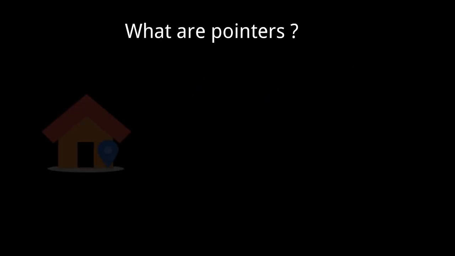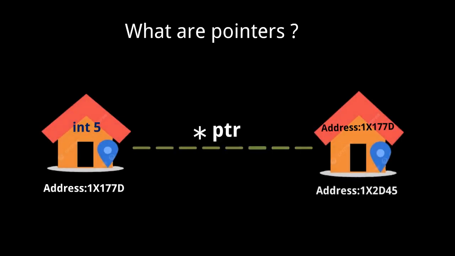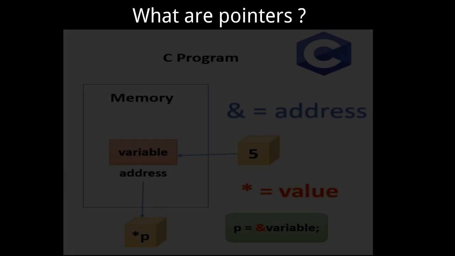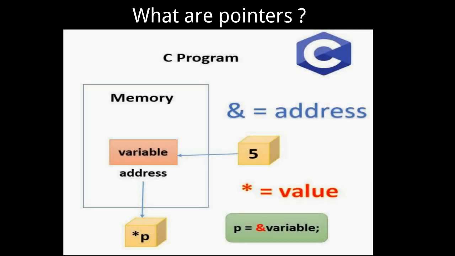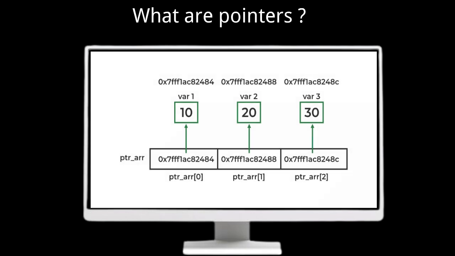A pointer is a variable that stores the memory address of another variable. Think of it like a label that points to where a value is stored in memory. Imagine your computer's memory as a grid of boxes. Each box has an address, and a pointer tells you which box contains your data.